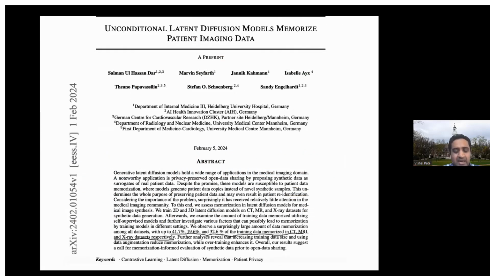Very recently, I know we're running out of time, so I'm pretty much at the end of my talk, but literally a couple of days ago, the day before yesterday, this paper came out, which also looks at the exact same problem that I just presented today. It studies the data replication problem in medical imaging, and they said exactly what I just said. They looked at CT, MR, and X-ray, and they said that unconditional diffusion models memorize the data up to 41%, almost 20%, and about 33% for CT, MRI, and X-ray.